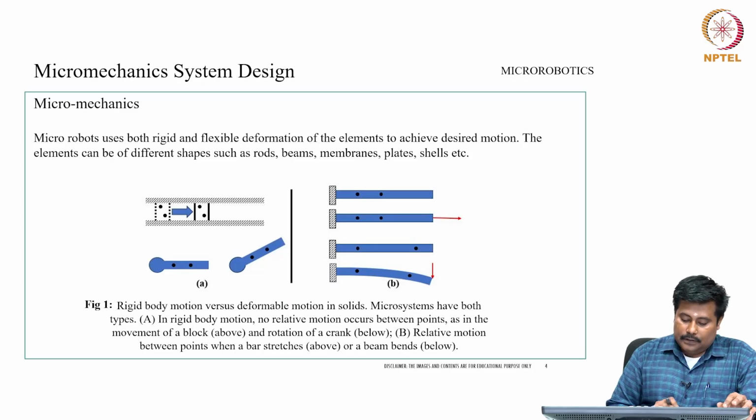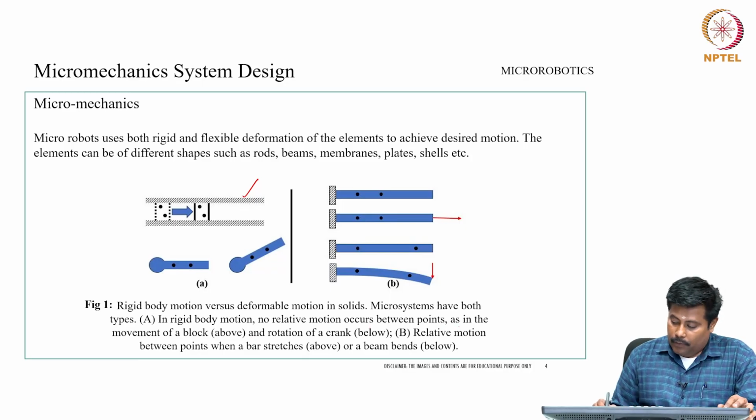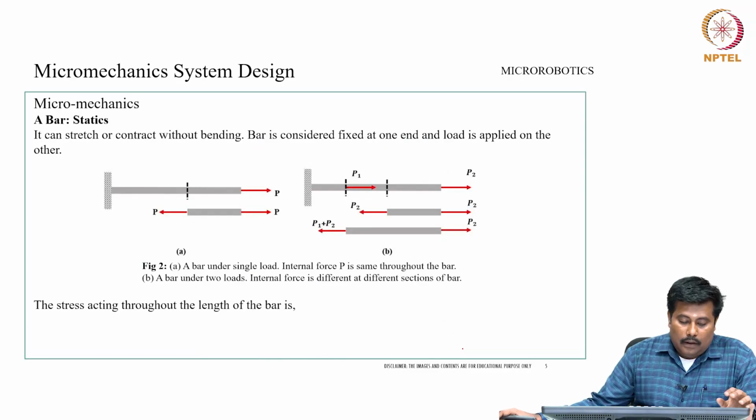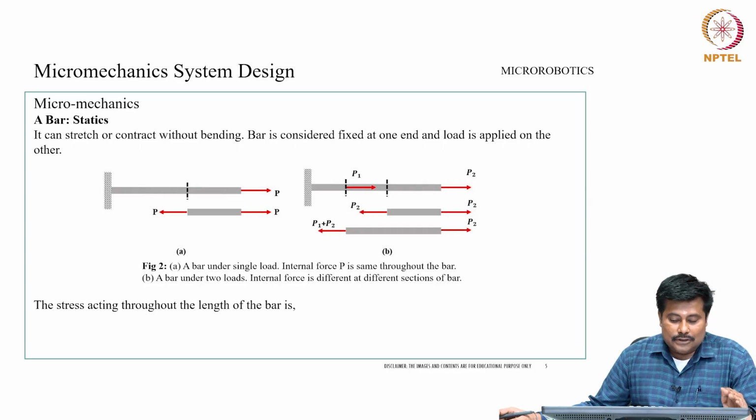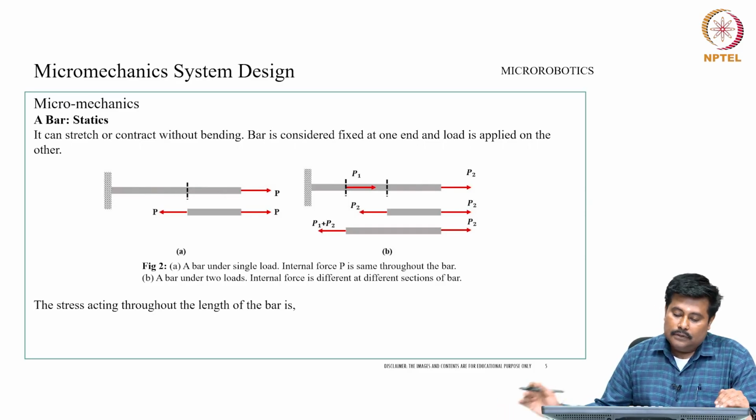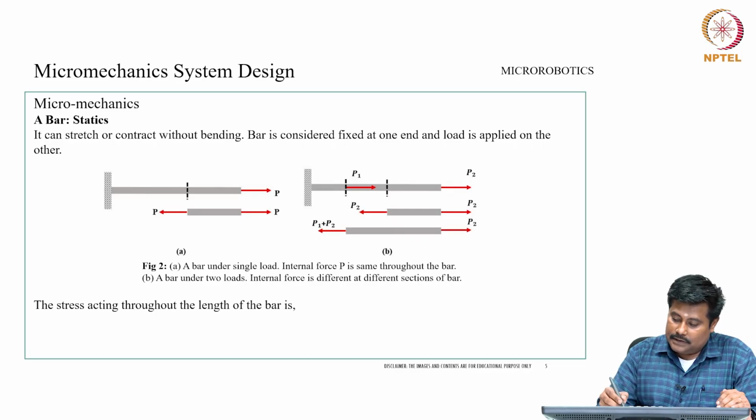have both types. In a rigid body motion, no relative motion occurs between points, as in the movement of the block above and the rotation of the crank below. However, in the case of B, we have a relative motion between the points when a bar stretches above or a bar bends below. Now, let us consider a bar in a static state that can stretch or contract without bending. The bar is considered fixed at one end and a load is applied on the other end.